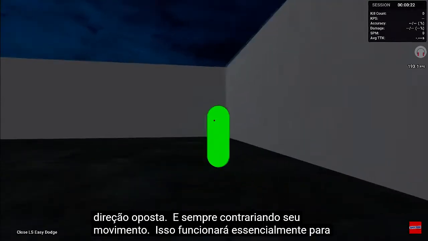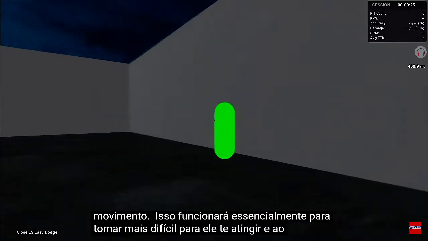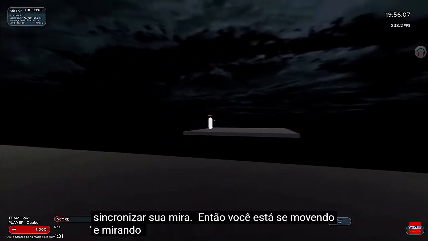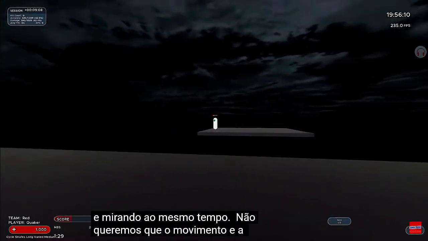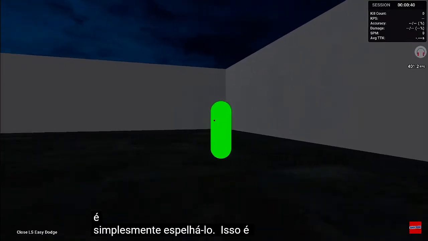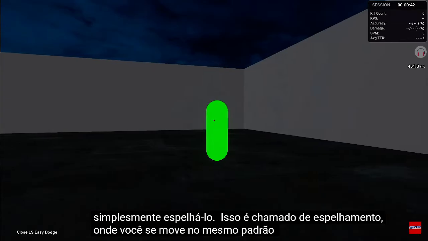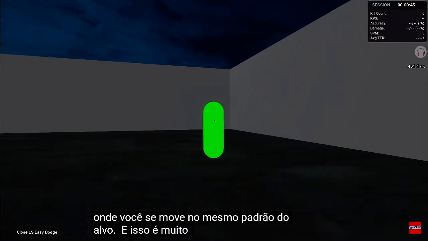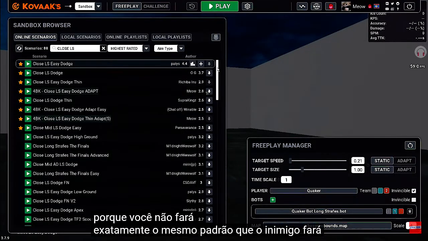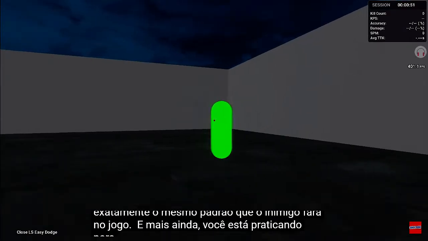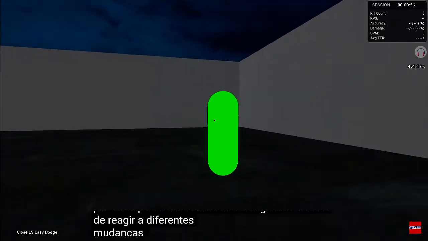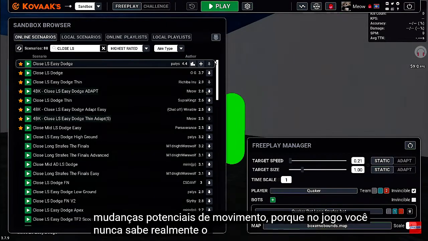This will work to essentially make it harder for him to hit you and at the same time assist your aim, to synchronize your aim so you're moving and aiming at the same time. We don't want the moving and the aiming to be separate. What frequently many people do is they cheese it, where they essentially just mirror. This is called mirroring, where you're moving in the same pattern as the target. And this is in-game very circumstantial because you won't do the exact same pattern as the enemy will do in-game. And more so, you're practicing to always have your mouse frozen rather than reactive to different potential changes in movement, because in-game you never really know what the enemy will do.